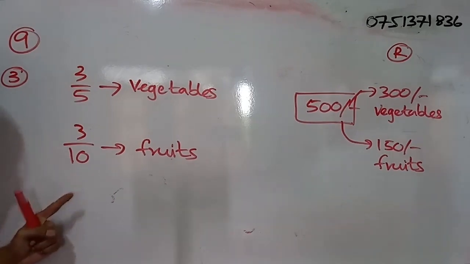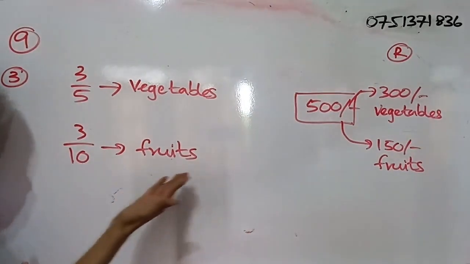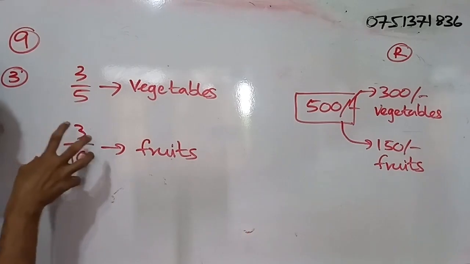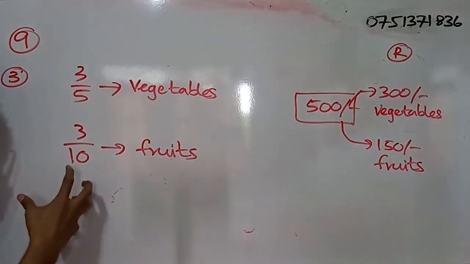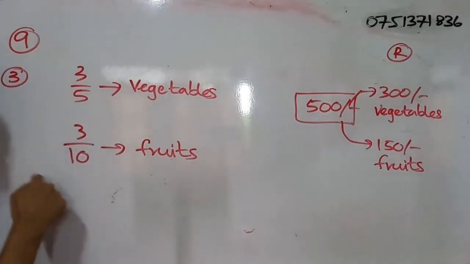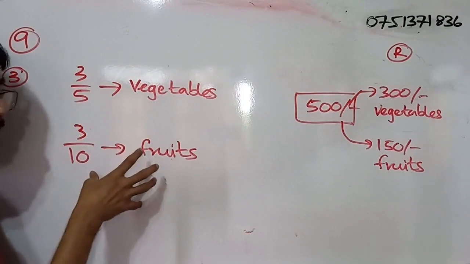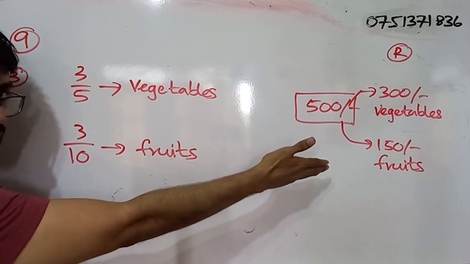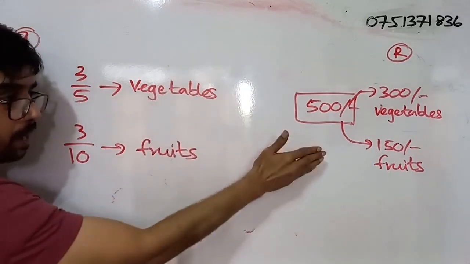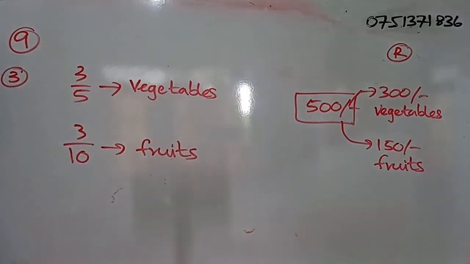Here the same thing. What is this 3 by 10? She spent 150 rupees for fruits, no? So when we represent that amount as a fraction, considering the total amount of money that she took, what will it be as a fraction? 3 by 10. Mother has spent 150 for fruits, and when converted to a fraction of the total money she took, we get 3 by 10.